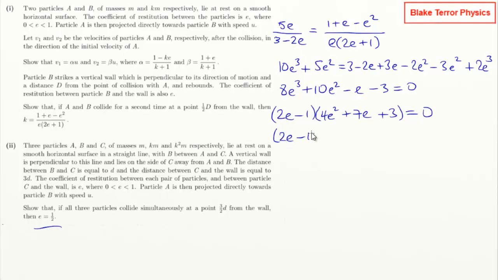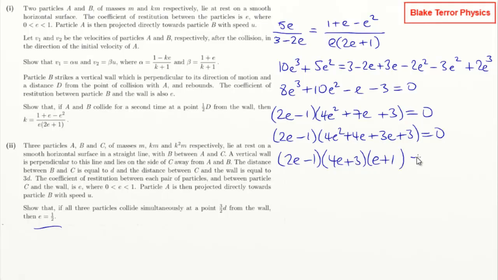So I'll have a 2e minus 1, 4e squared plus 4e plus 3e plus 3 is equal to 0. So that's going to be 2e minus 1, 4e plus 3, and then e plus 1 is equal to 0. So I've got that e is equal to a half, or it's going to be equal to minus 3/4, or it's going to be equal to minus 1. So it must be a half because e is between 0 and 1.